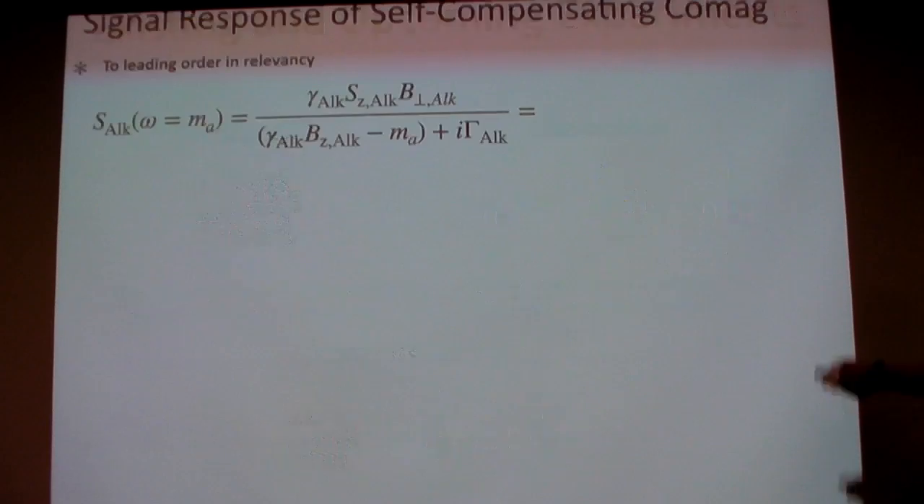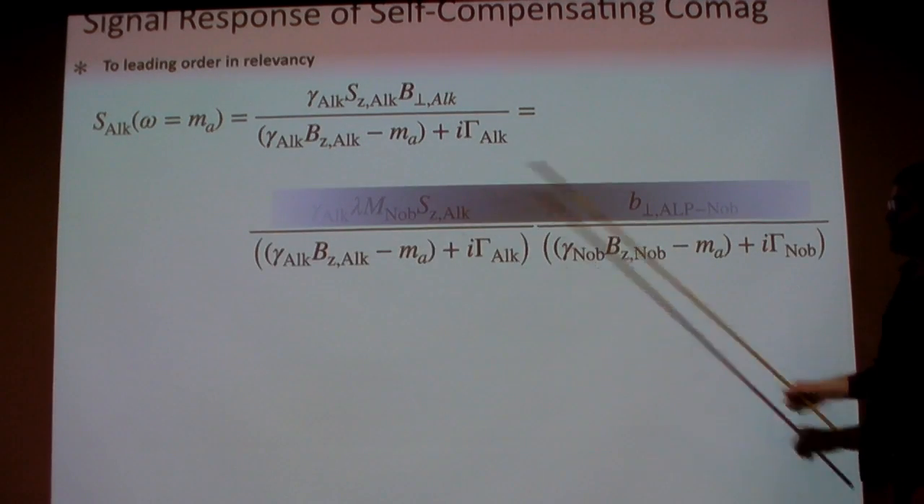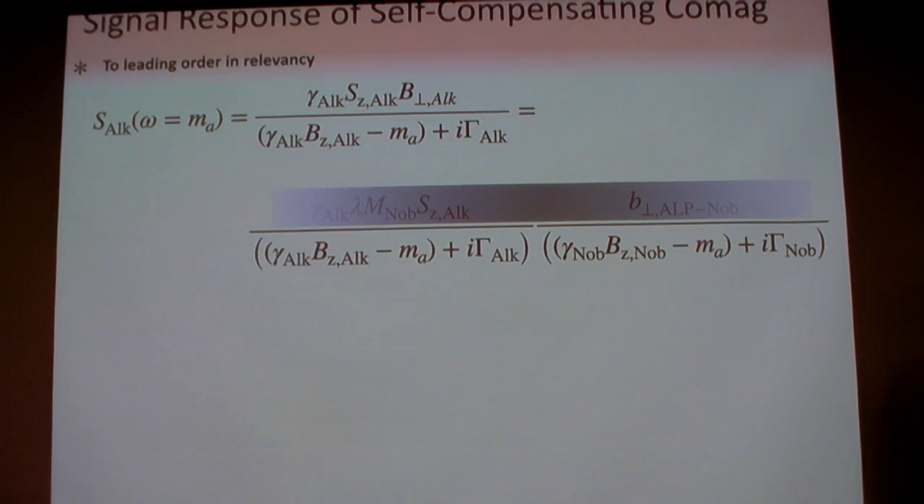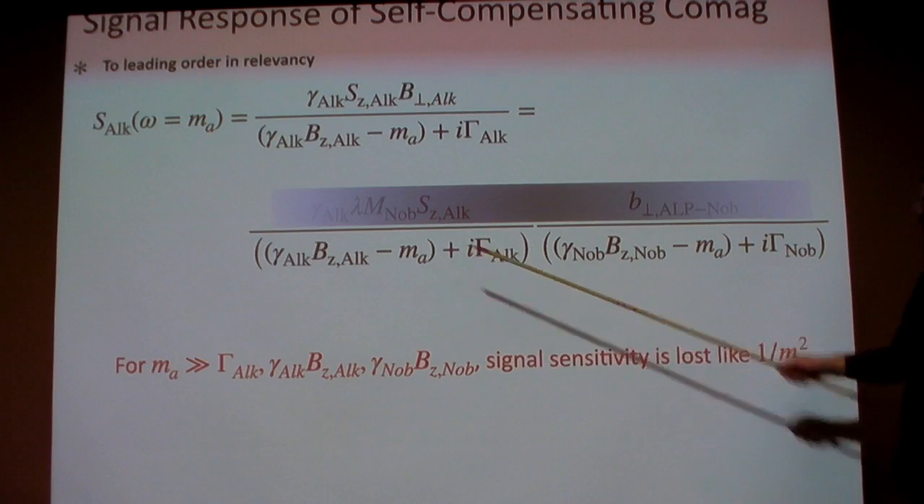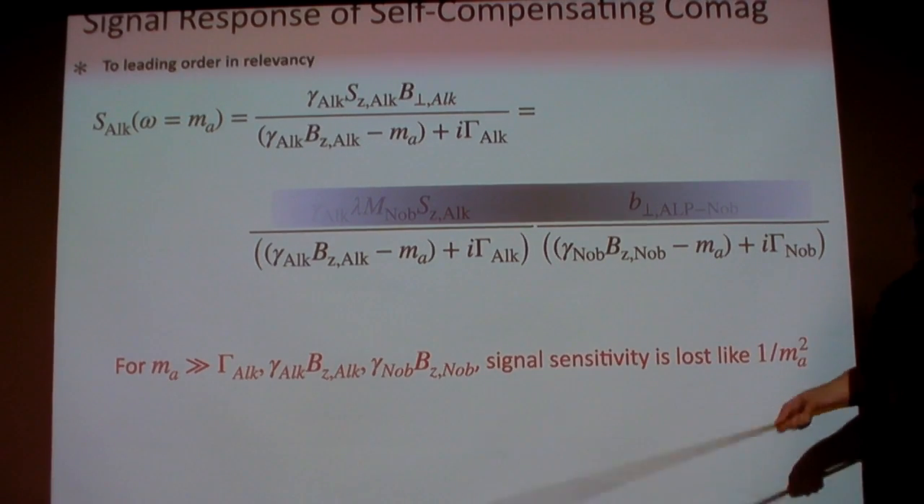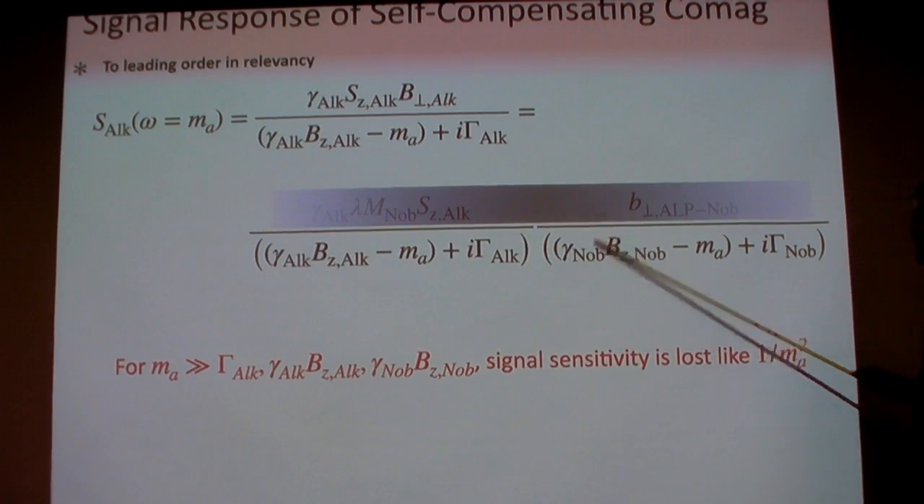And so, to understand what is the problem with the self-compensating magnetometer, we need to go back to our beautiful equations. And what we're going to do is we're going to forget about numerators. We are only looking at denominators right now. And what I want to mention here is that as we increase the mass of the axion, we're looking at higher and higher frequencies. The signal response, you can forget about this object, that object, that object, that object.